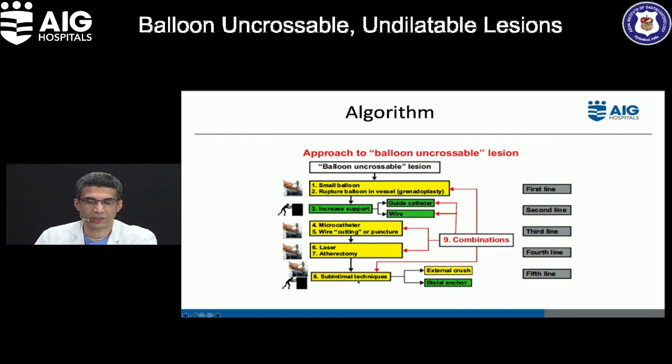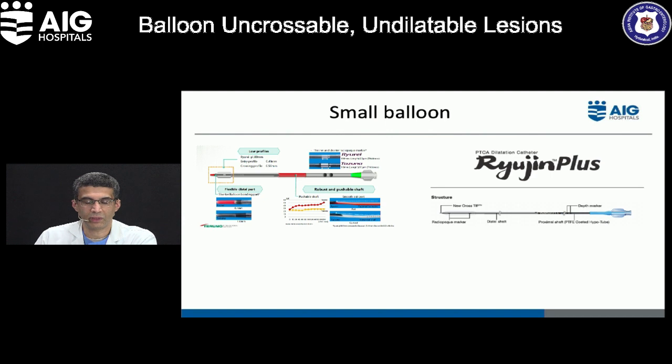We have never used a subintimal technique, nor have we used granuloplasty on purpose to actually dilate a lesion. So those are the things which we won't touch upon, but most of the other things we'll try to look into. So what do we mean by small balloon?